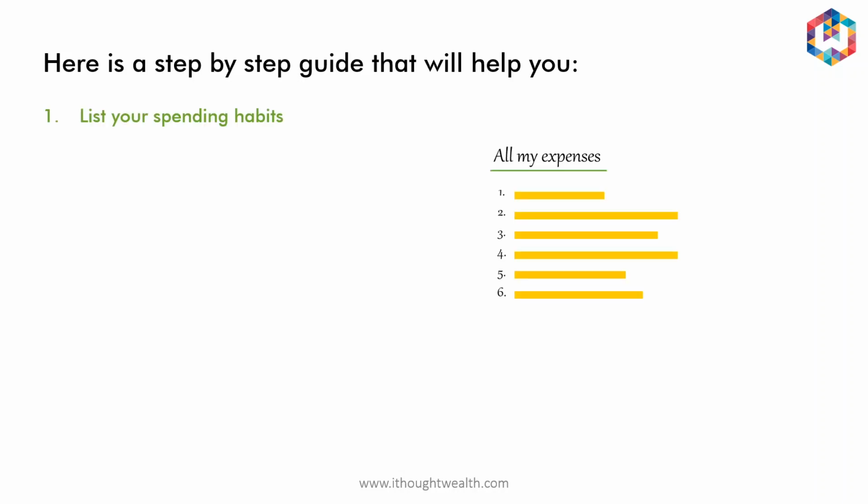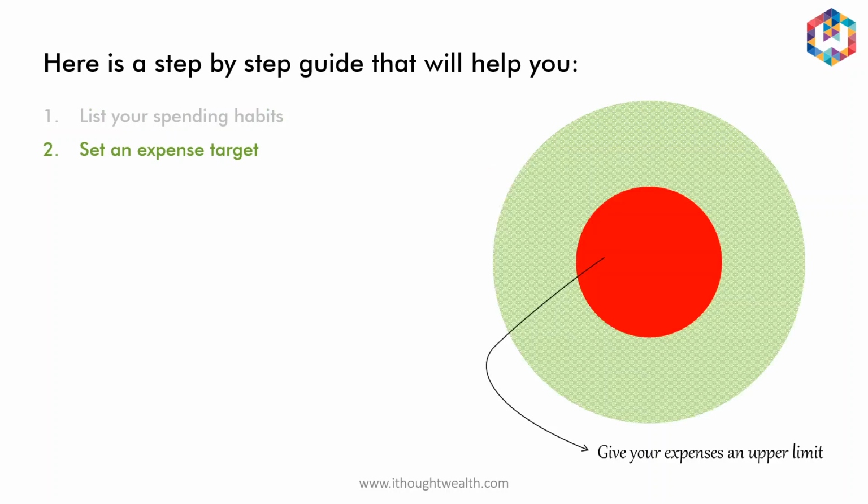First, understanding your spending habits. List out your spending habits. Listing your spending habits gives you an idea of how you spend money, where you tend to indulge, and where your spending is under control. Set an expense target. Yes, you heard it right. It's an expense target. This is not to encourage you to achieve the target at any cost, but to practice spending within the limit. It's the upper limit you set for yourself.